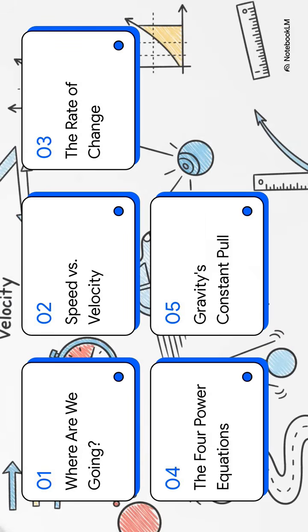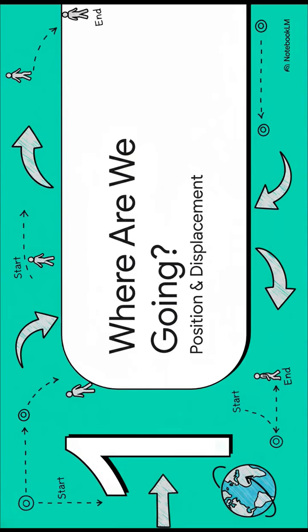All right, here's our game plan. We're going to build this whole thing from the ground up. We'll start with the super simple question: where is something? Then we'll bring time into the picture to talk about speed and its cousin, velocity. After that, we'll get into how motion changes. And finally, we'll unlock the 4 power equations that let you predict motion like a pro, even with something as huge as gravity.